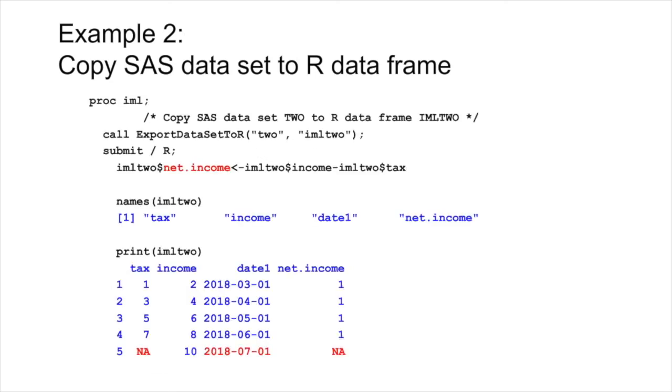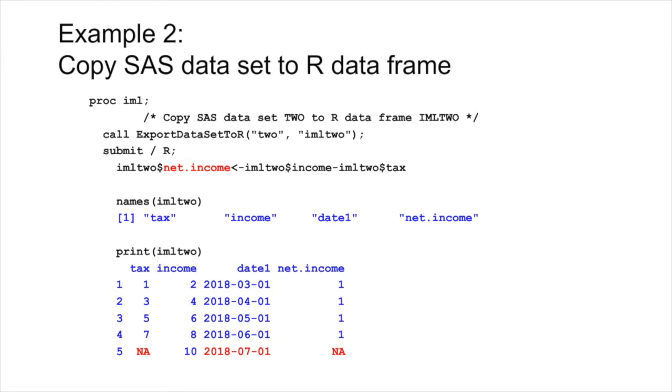Okay, now we start PROC IML. We copy data set 2 from SAS to our data frame IML2 with call export data set to R. Now we start a submit block. What we're going to do is create a new column in this data frame IML2 called net.income is the name of the column. And if we do the names function, we can see that we've added it. There are now 4 columns in the data frame.